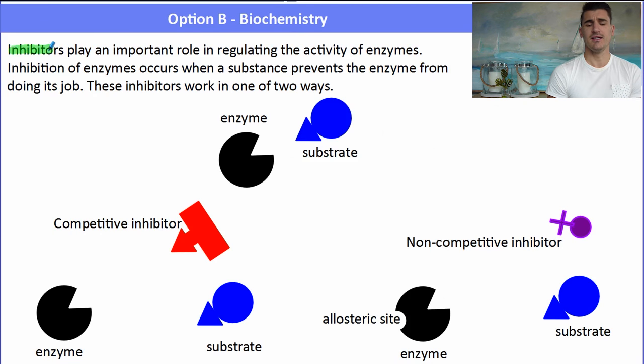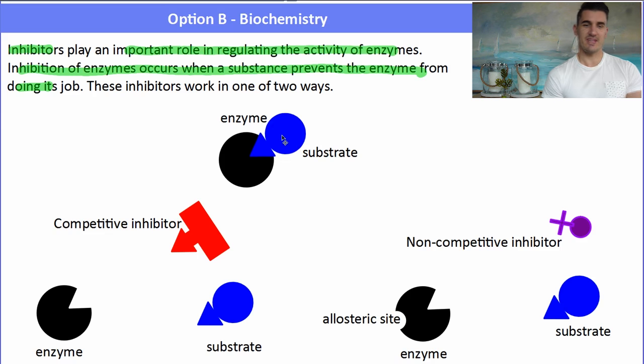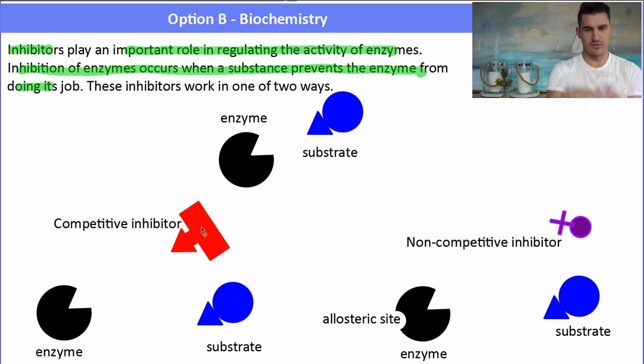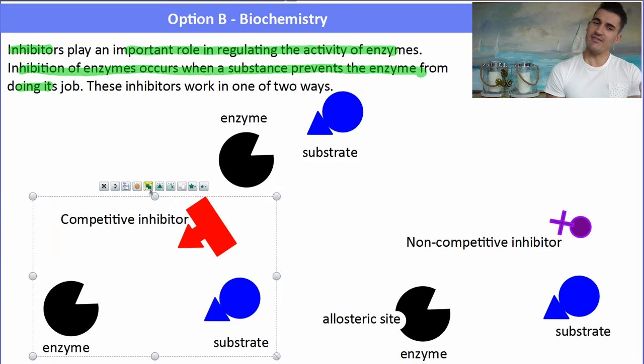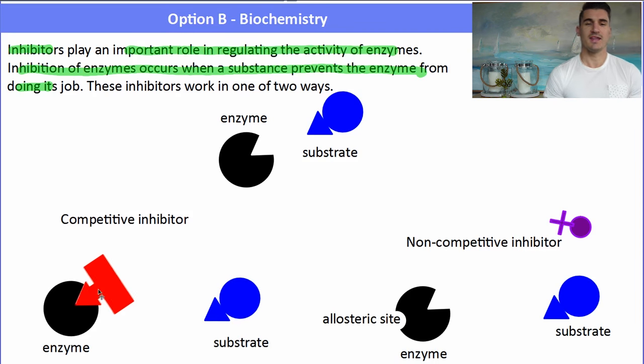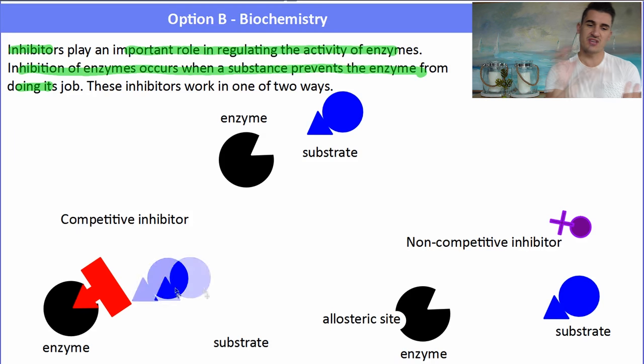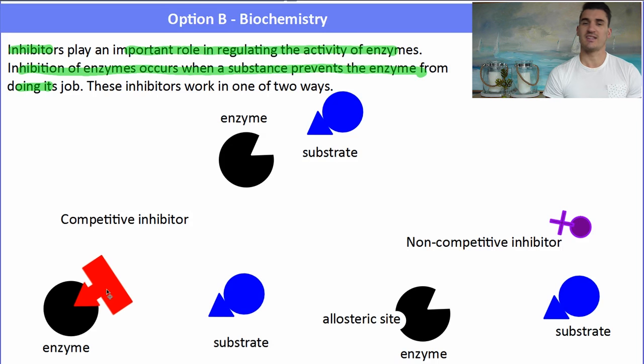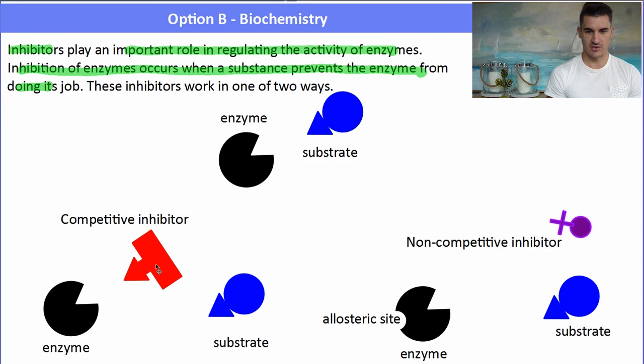Now, an inhibitor is an important molecule that plays a role in regulating the activity of an enzyme. An inhibitor is a substance that prevents the enzyme from doing its job, and the inhibitors work in one of two ways. So here we have an enzyme and a substrate, and the substrate fits perfectly inside the enzyme. Now, if we have a competitive inhibitor, that's one that comes in and fills the active site of the enzyme. So the substrate can no longer get access to that enzyme because the inhibitor is already in there. It's competing for the active site.